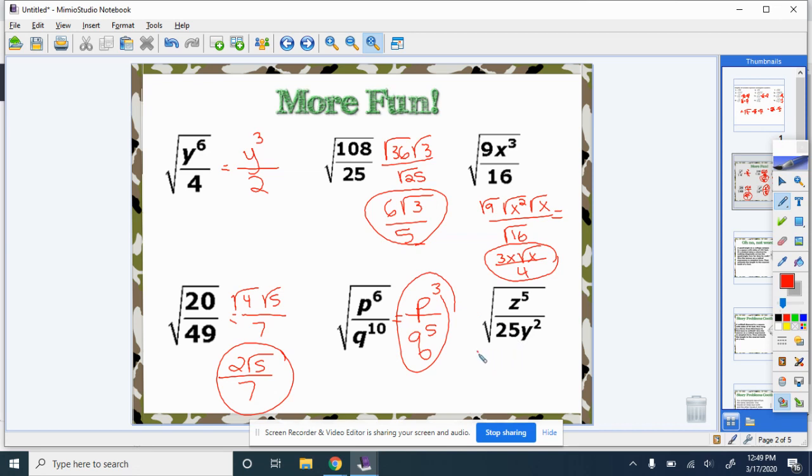Up top here, let's break up z to the 5th into z to the 4th and z, and the bottom you already know the square root of. So you would be left with z squared root z over 5y.